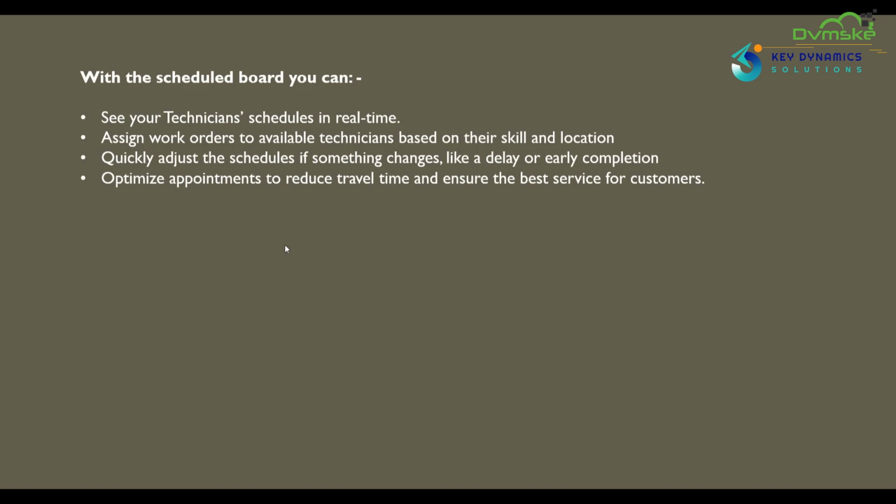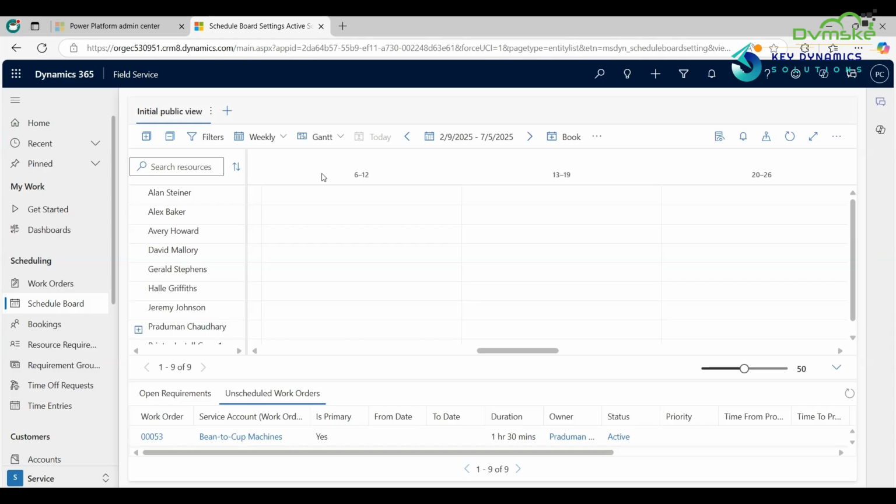Now go back to the Field Service application. There are three areas in the schedule board. This is the action area, this is the resource list, and this is the requirement pane.